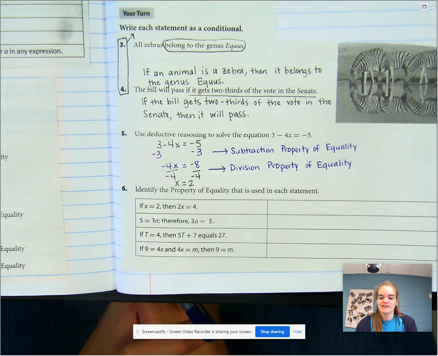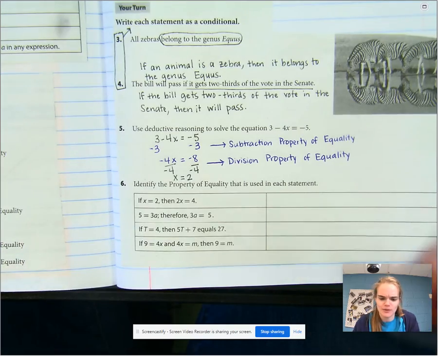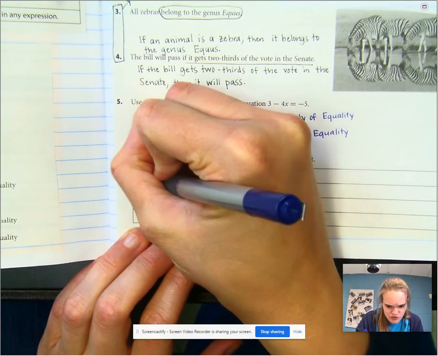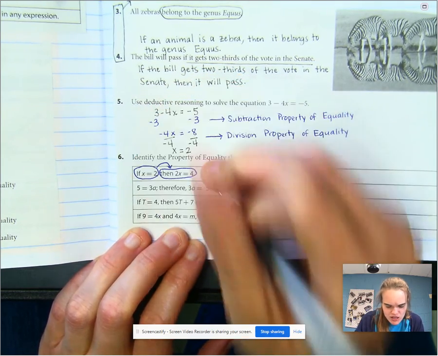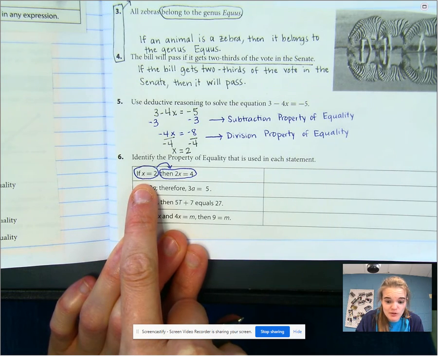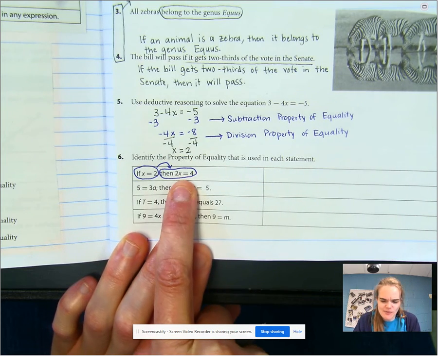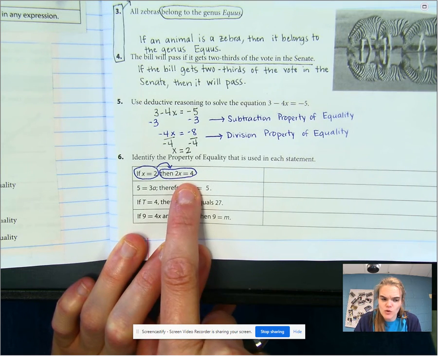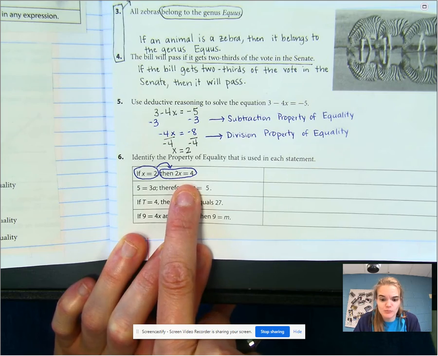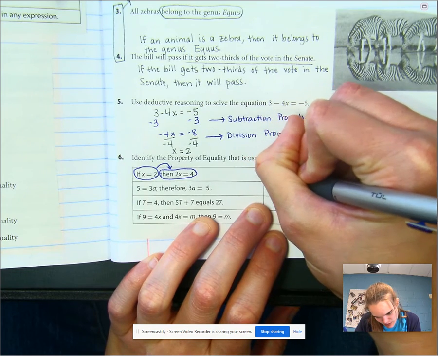Number 6 says identify the property of equality that is being used. So you're just going to write down a property of equality. But I need to explain to you where that's happening. So here's what's going on. Here's what you're starting with, and it's going to this. You need to find which property of equality says I can have x equals 2, but then 2x equals 4. And let's think about what's going on in this one. Then I want you to try the others. From x equals 2 to 2x equals 4, that seems like they probably multiplied both sides by 2. So that's the multiplication property of equality.